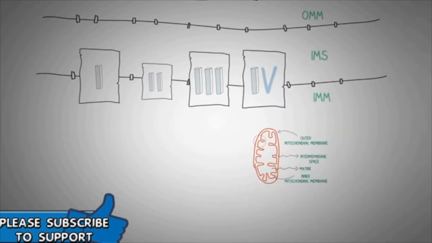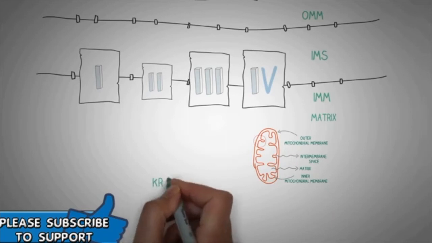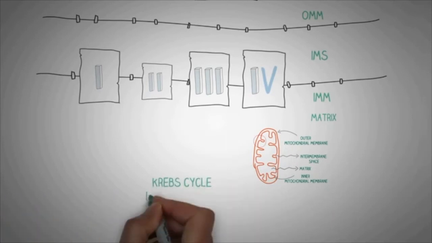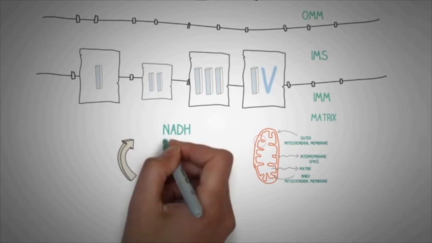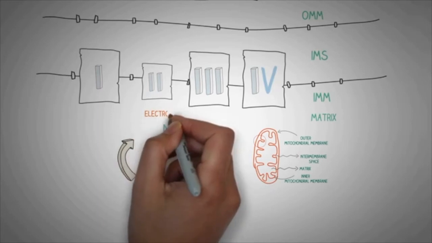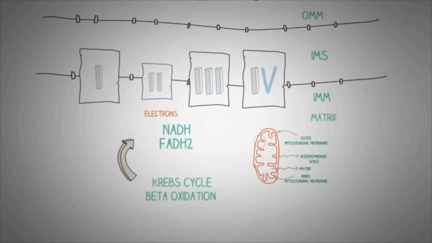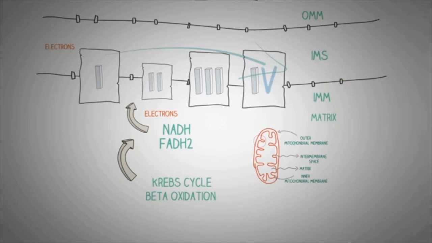The matrix of the mitochondria also contains numerous other cycles like the Krebs cycle and beta oxidation. If you have watched the video on these topics, you know that these cycles produce reducing equivalents called NADH and FADH2. These reducing equivalents contain electrons which are donated to this set of enzyme complexes. The electrons then travel from the first to the fourth enzyme complex, and in this movement energy is generated. This energy is utilized in pumping hydrogen ions into the intermembrane space from the matrix of the mitochondria.